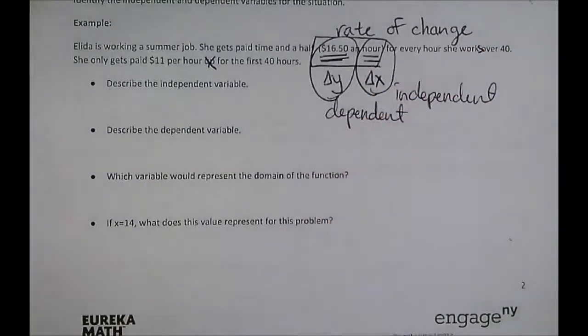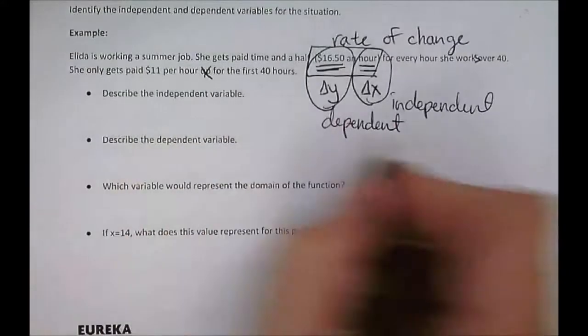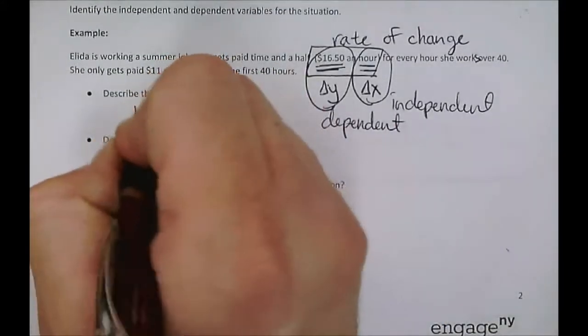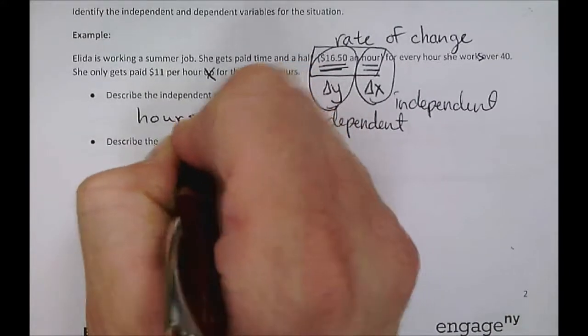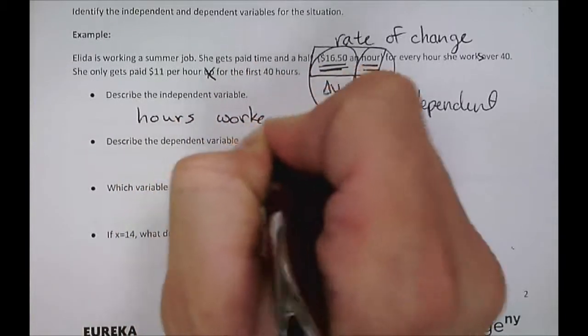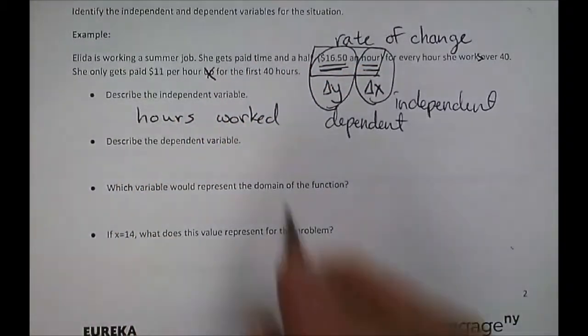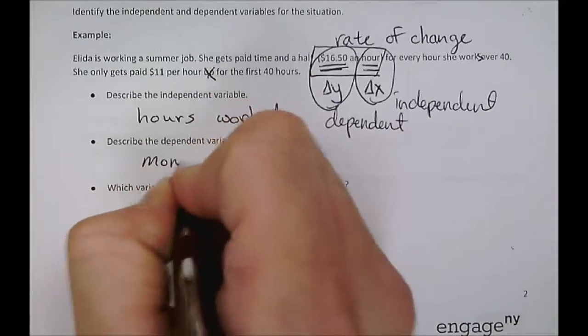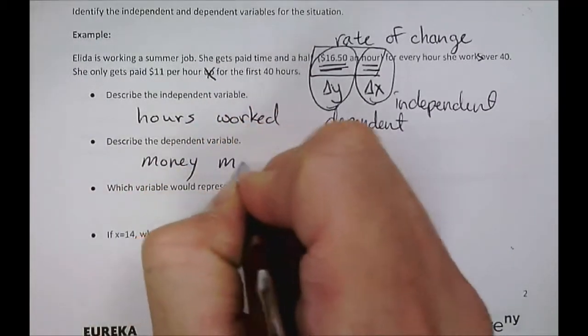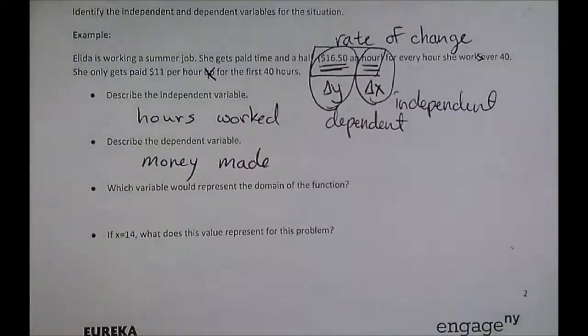So that's what I'm going to write in the space. To describe the independent variable, the hourly rate, the hours worked is the independent variable, and therefore the dependent variable is the money made, because money made depends on hours worked.